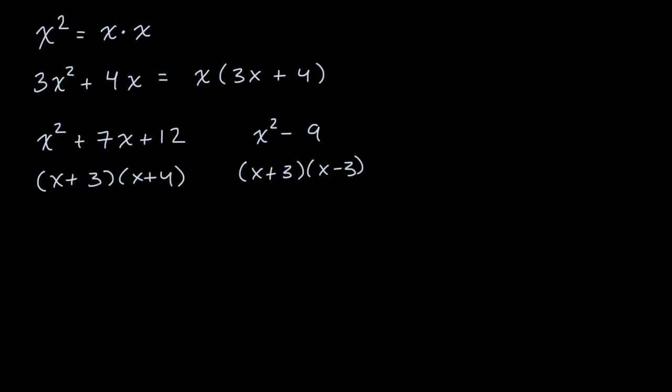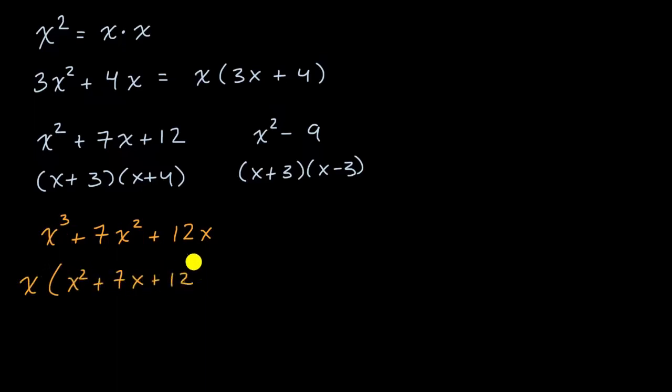For example, let's say someone walks up to you on the street and says, can you factor x to the third plus 7x squared plus 12x? Well, at first you might say, oh, this is a third degree polynomial, that seems kind of intimidating, until you realize all of these terms have the common factor x. So if I factor that out, then it becomes x times x squared plus 7x plus 12. And then this is exactly what we saw over here.